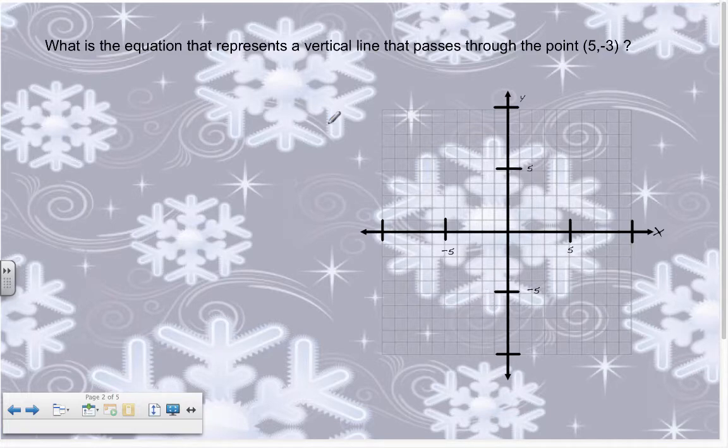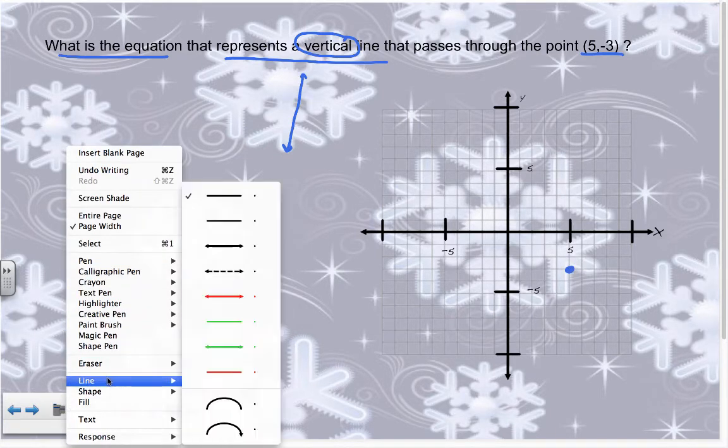All right, so write the equation that represents a vertical line. Okay, so you got to get vertical straight in your head. Vertical means to go up and down like that. Not too vertical, but you get the idea. Passes through the point 5, -3. 5, -3 would be right there. And a vertical line, well, let's make this all pretty.